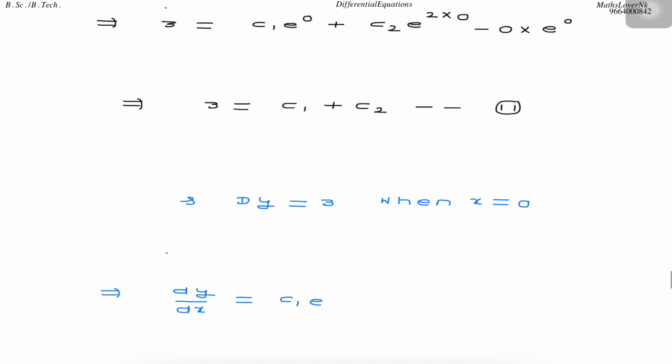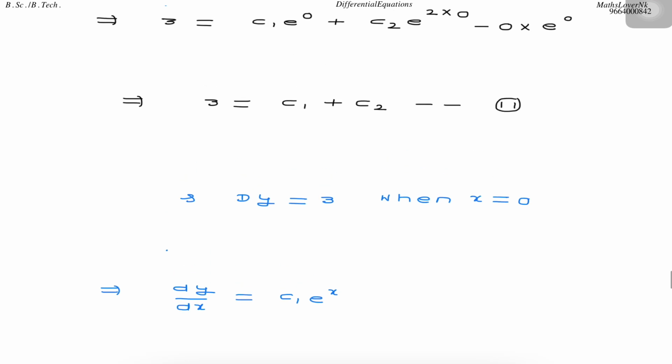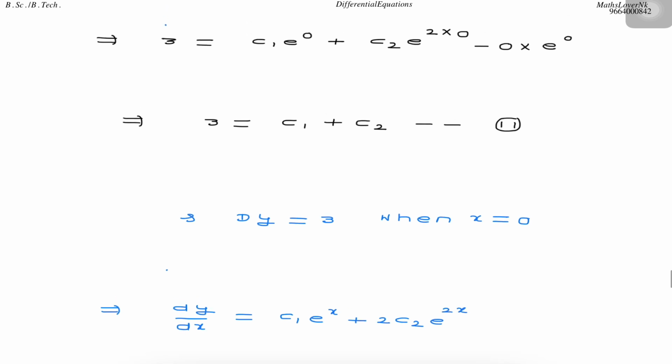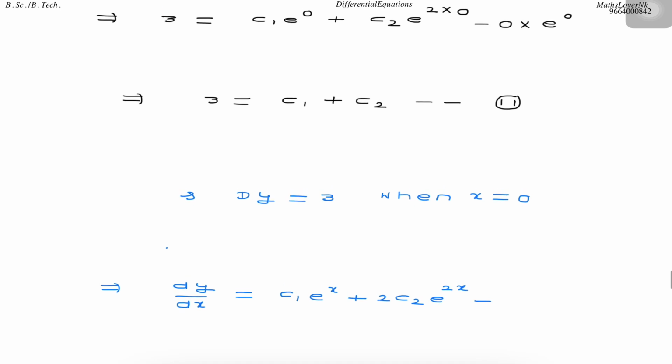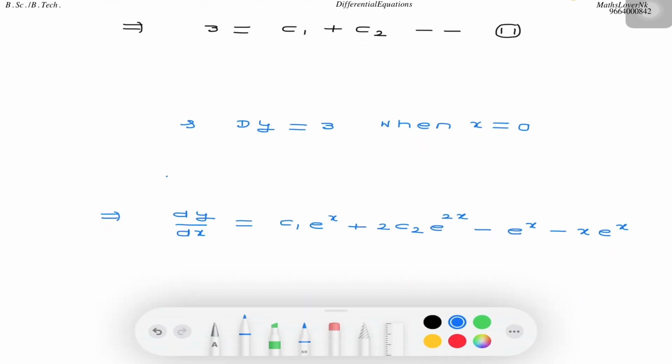Second is C2 e the power 2x. It becomes 2C2 e the power 2x. Then minus x into e the power x. Carry out the differentiation by u into v form: minus e the power x minus x e the power x. I think you understand how we can solve the differentiation of u into v: at first u is differentiated and v as it is, then v is differentiated and u as it is. Now dy by dx is equal to so and so.